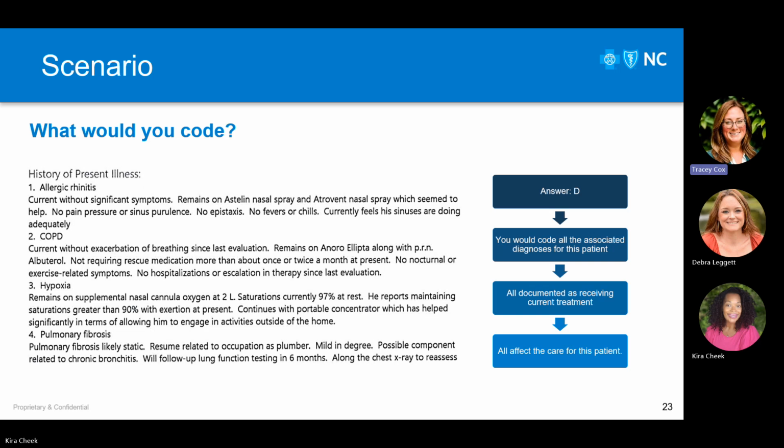So all of these are current. They're all receiving some sort of treatment. So what would you code? You will code all of the associated diagnoses for this patient. As I mentioned, all are documented as receiving current treatment, and all will affect the care for this patient.